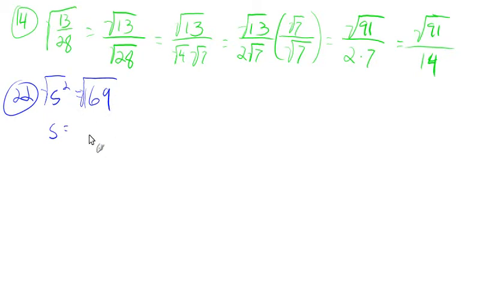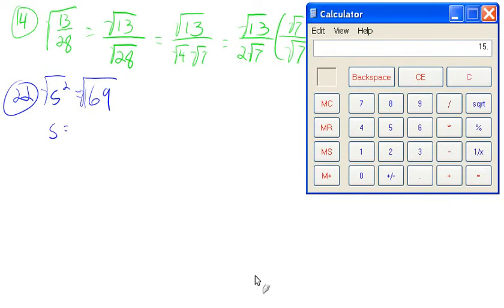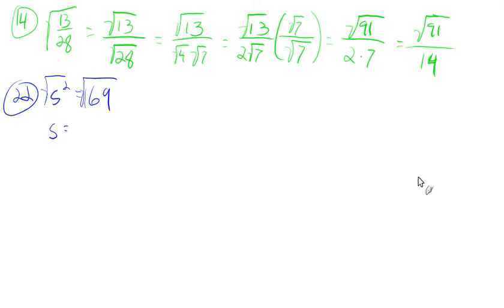Do a little searching. Wouldn't take long. Let's pull out the calculator. 169. Take the square root. 13. Okay. The only thing is, not only is 13 times 13 equal to 169, but so is negative 13 times negative 13, positive 169.